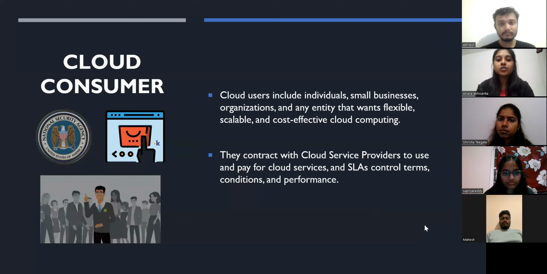Organizations of all sizes are increasingly migrating their IT infrastructure to the cloud to enhance agility and streamline operations. Cloud consumers enter into contracts with cloud service providers to access a variety of services, including computing power, storage, and software applications. Service level agreements play a crucial role in governing the relationship between cloud consumers and providers. Defining the terms, conditions, and performance expectations, these agreements ensure a mutual understanding of service levels, uptime guarantees, and support responsiveness.